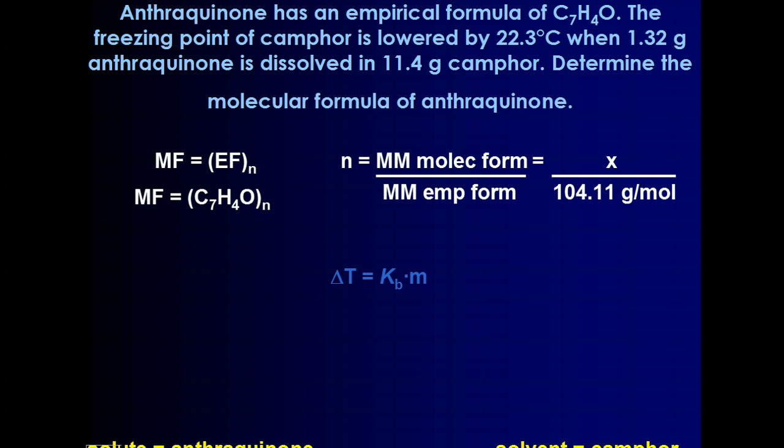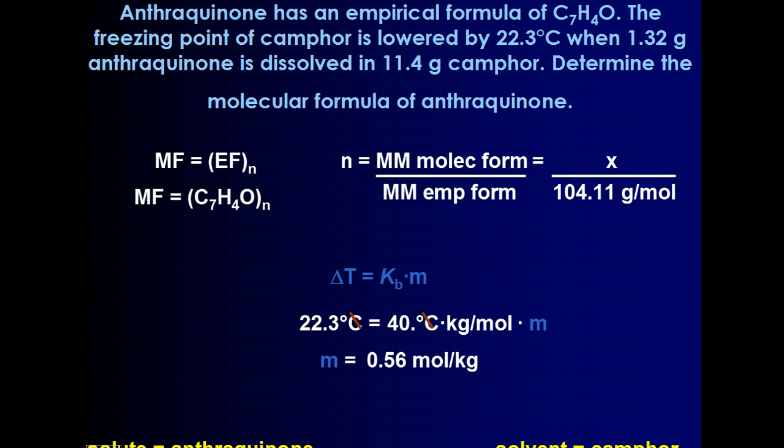So we can use the delta T and our constant K for camphor, which I don't appear to have given to you in the problem. I'm sorry about that. I promise I would give that to you. It's 40 degrees Celsius per molal, and we multiply that by the molality, and when we do the math through, we get that the molality of this solution is 0.56 moles per kilogram.